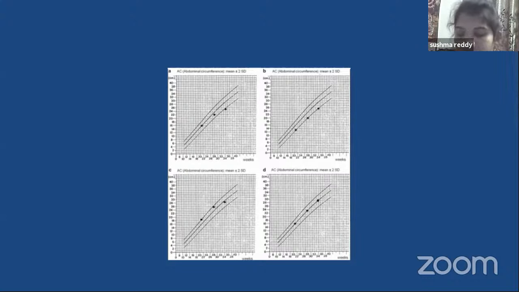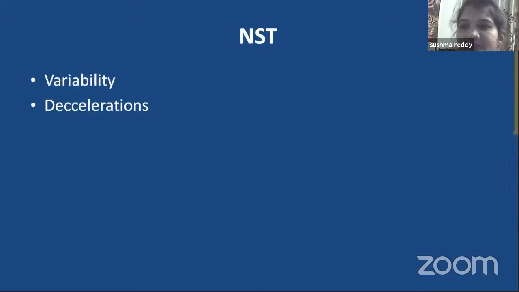Next, NST. We as obstetricians are very familiar with NSTs. There is a lot to talk about NSTs, but in fetal growth restricted fetuses, the two important points to consider are variability and deceleration. If there is loss of variability and there is unprovoked late deceleration, that is an ominous sign and the fetus has to be delivered as soon as possible. So far we have learned that the ominous signs are ductus venosus changes and NST decelerations.